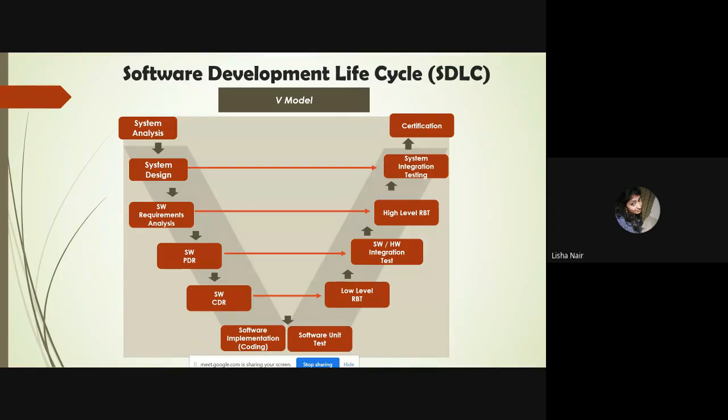Then, once you have coded, you do a unit test. The developer himself does the unit test, whether his code meets all the functionalities as per the software requirements. Then we have a low level RBT. RBT is nothing but requirement based testing. When we give it to the tester, we give him the requirements and the design. We don't tell him the code, and basically the tester shouldn't look at the code as well.